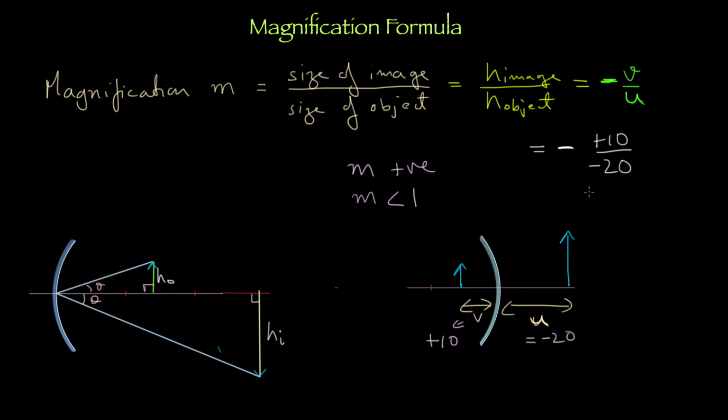So what do we see? This minus and that minus get cancelled, right guys? And what do you get? You get a plus half, and that is what we were expecting before calculating: a plus value and a less than one value, right? So this one works for this case also, right?